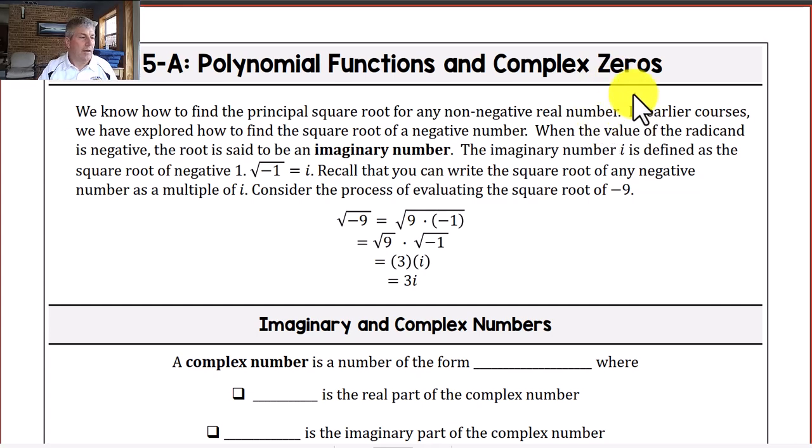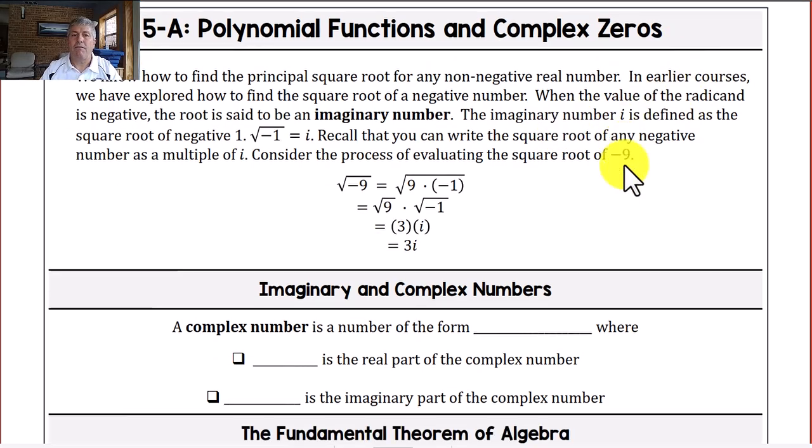Welcome back. In this video, we'll introduce imaginary and complex numbers. We'll introduce the fundamental theorem of algebra. We'll determine real and complex zeros of a function, and we'll determine a function given its real and complex zeros.